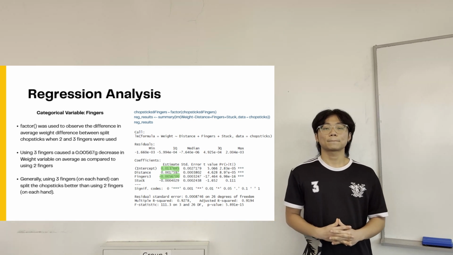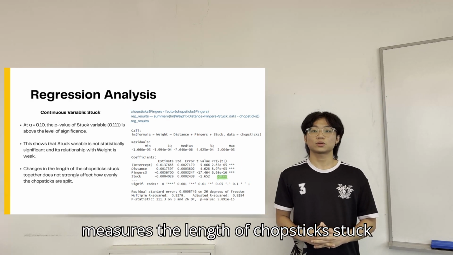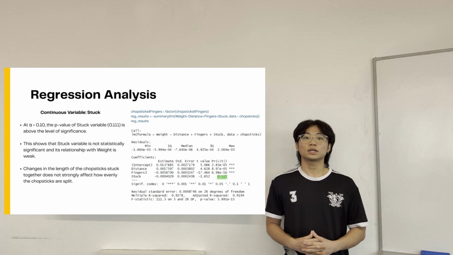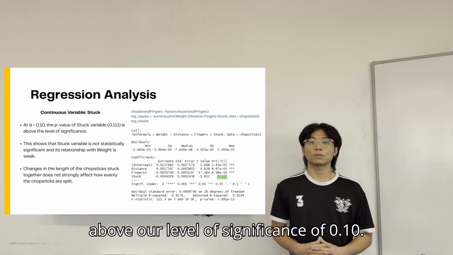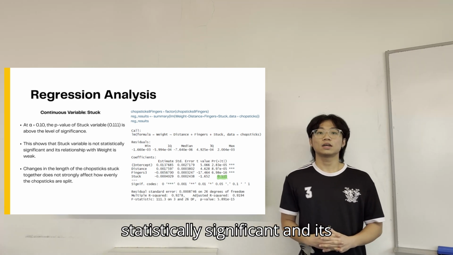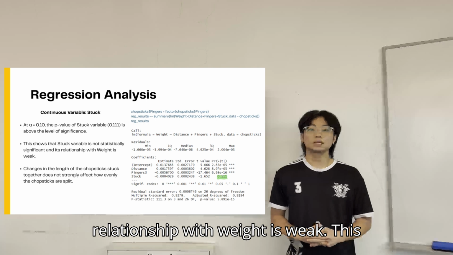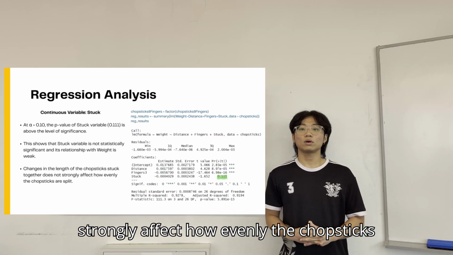For the continuous variable stuck, which measures the length of chopsticks stuck together, the regression analysis resulted in a p-value of 0.111, which was above our level of significance of 0.10. This shows that our stuck variable is not statistically significant and its relationship with weight is weak. This proves that changes in the length of chopsticks stuck together do not strongly affect how evenly the chopsticks are split.